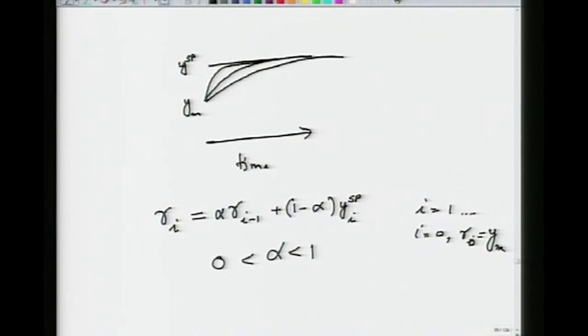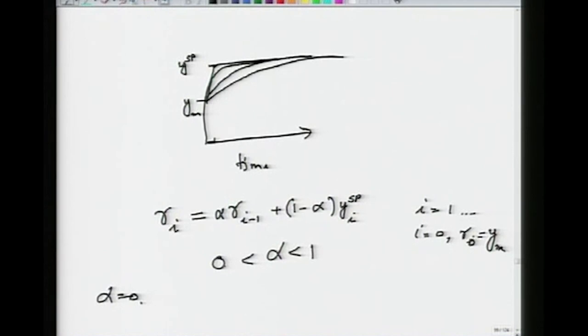So, if I say alpha is equal to 0, what I have is R 1 will be equal to 0 times y 0 plus 1 times y I set point. That means, at the next sampling time instant, if I am here, my reference point would be this. Okay. So, that is like a step increase to the set point. That is my reference trajectory.